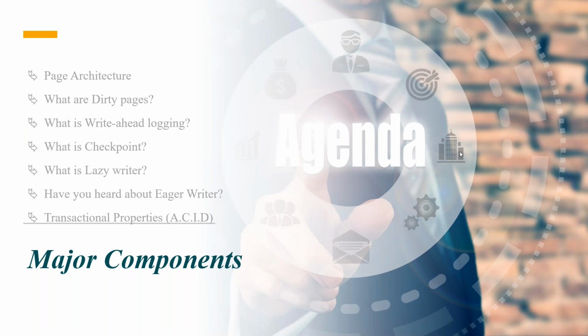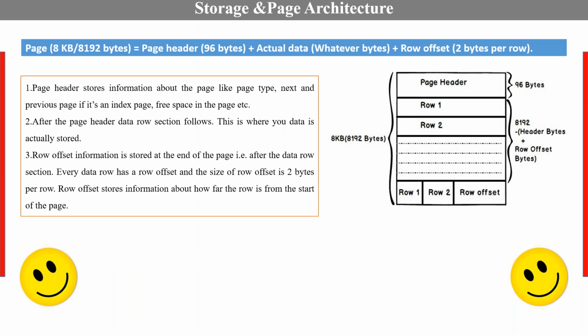Okay, so as part of today, we are going to discuss complete about the page architecture. What is the page? What is the page architecture? What is the extent? How many types of extents are available? Then we'll also discuss different types of pages available in SQL, and in time being, we'll also discuss the dirty page. So these are the key components everyone needs to learn in the backend, what is happening. Like dirty page, write ahead logging, checkpoint, lazy writer, eager writer, and we'll also discuss the ACID properties. So first, let me discuss the page architecture.